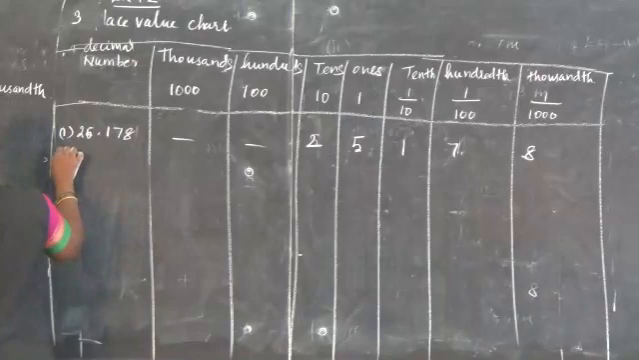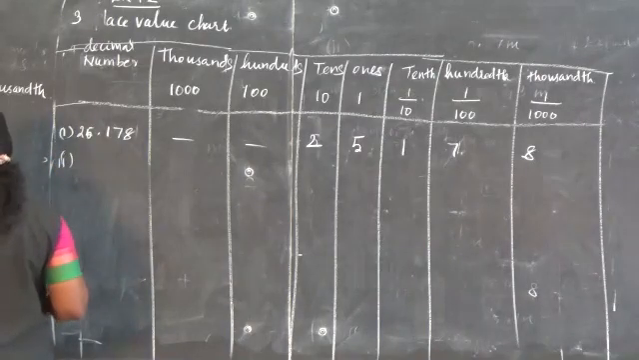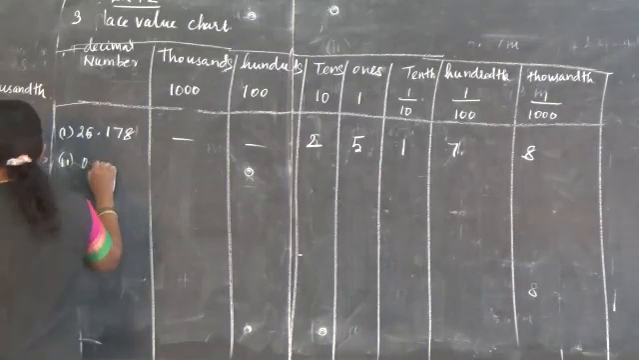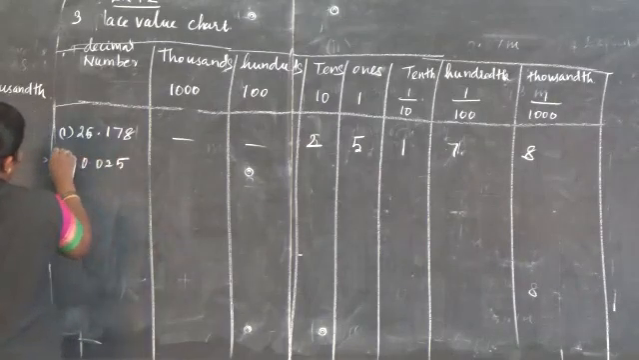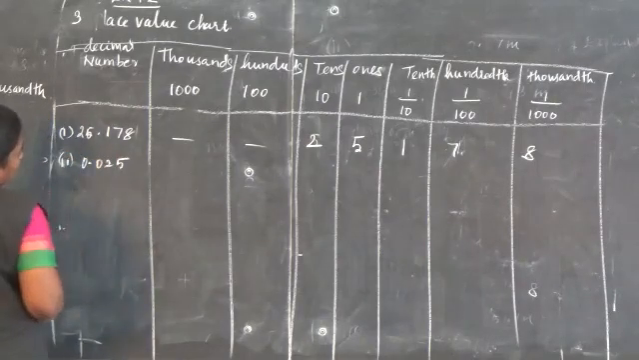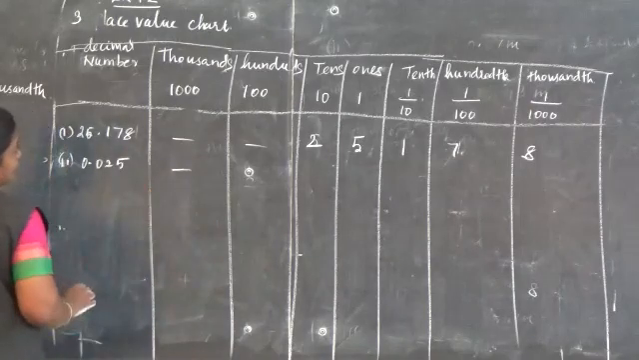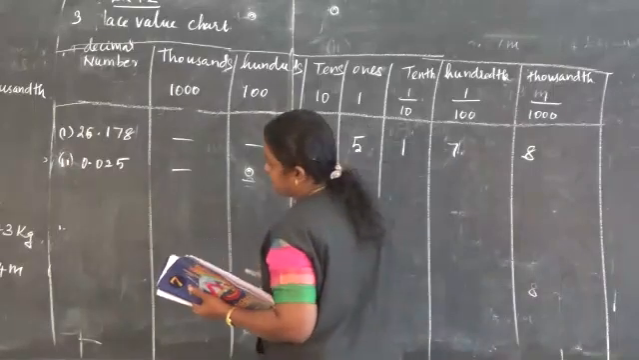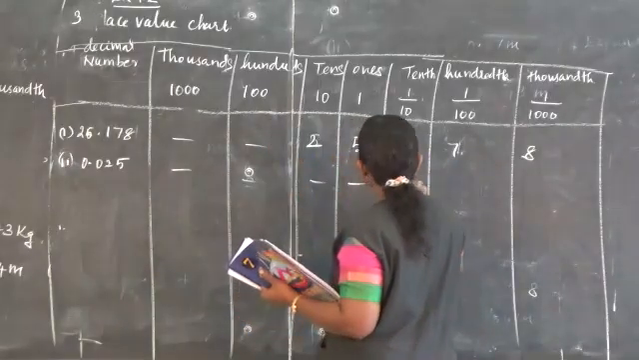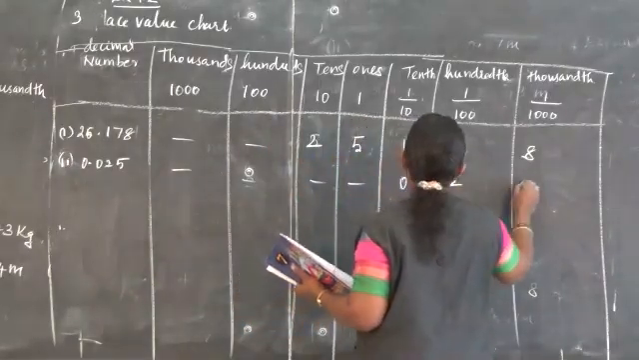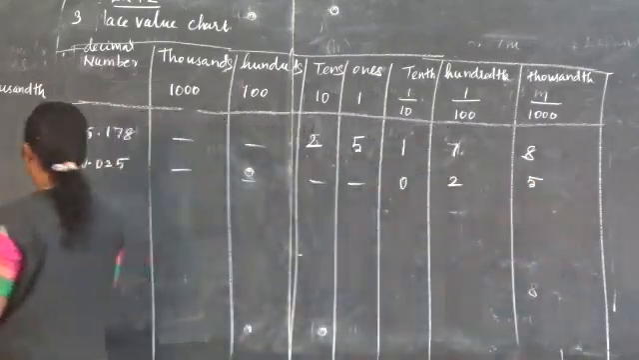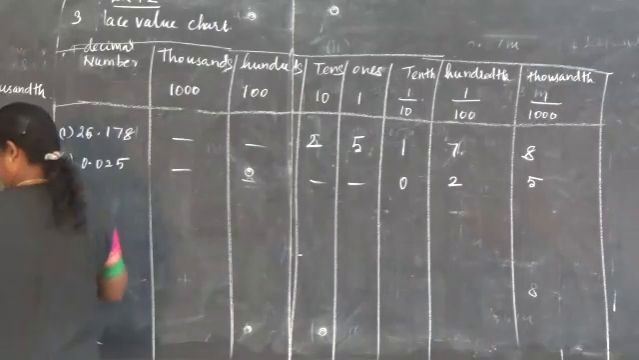Second one, 0.025. Here any thousands are there, any hundreds? No whole number. So only decimal part was there, 0 tenths, 2 hundredths, 5 thousandths. Come to that third subdivision.